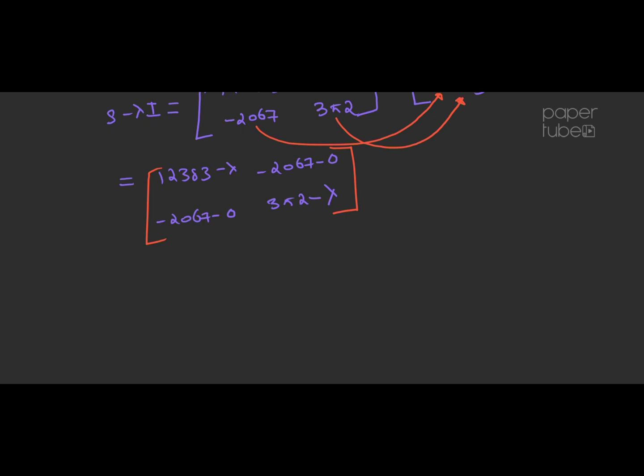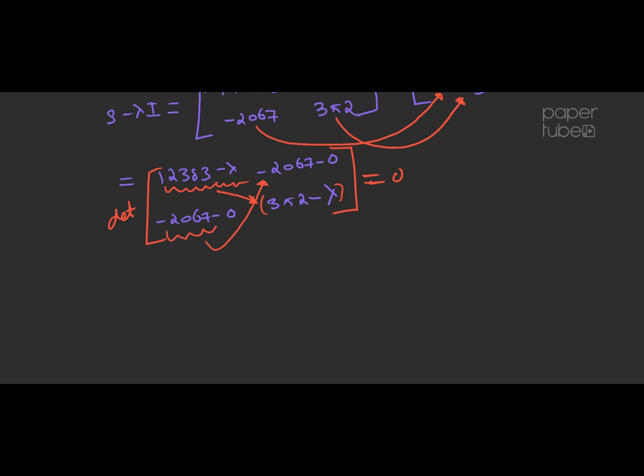So you have something here, and then you have to calculate the determinant of this matrix and then set it to 0. So how do you do that? To get the determinant, you have to multiply, just follow the pen on the screen, 12383 minus lambda multiplied by 352 minus lambda, minus this whole value, minus 2067 multiplied by minus 2067.